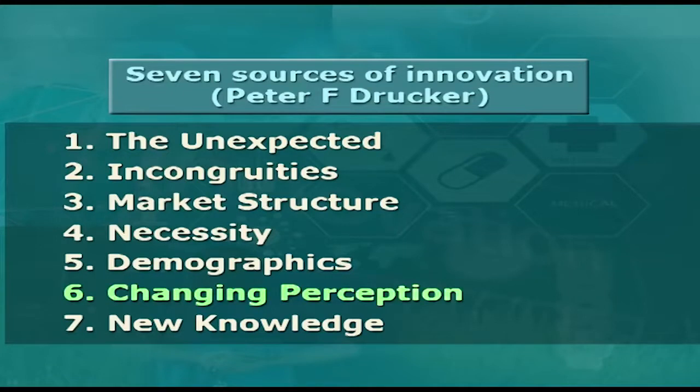Next is changing perception. Friends, changing perception regarding things can also give birth to innovation. Earlier, overweight people were seen as healthier than the leaner ones. However, the social perception of healthy has undergone a big change, where fat people are seen as obese and unhealthy. People feel the need to remain leaner and healthier. Based upon this changed perception, a flood of healthy and low-calorie foods came to the market.